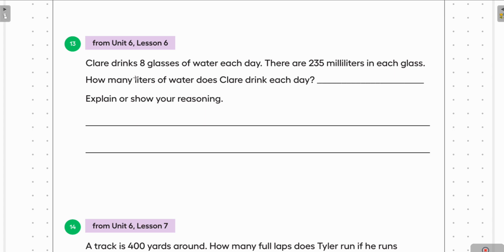Okay, so we got 8 glasses of water each day. And in each glass, there are 235 milliliters in each glass. So first we need to figure out how many total milliliters, and then we do the final conversion where we need to convert it into liters because it's asking us how many liters of water does Claire drink each day. So go ahead and pause the video and try this out for yourself.